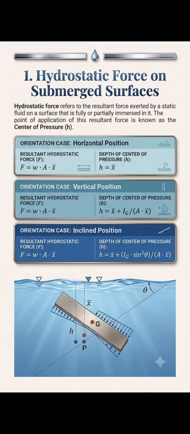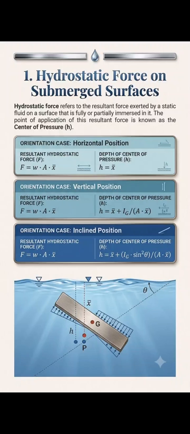Orientation case: horizontal position. Resultant hydrostatic force F is equal to W A x bar. Depth of center of pressure h is equal to x bar. Orientation case: vertical position. Resultant hydrostatic force F is equal to W A x bar. Depth of center of pressure h is equal to x bar plus Ig divided by A x bar.